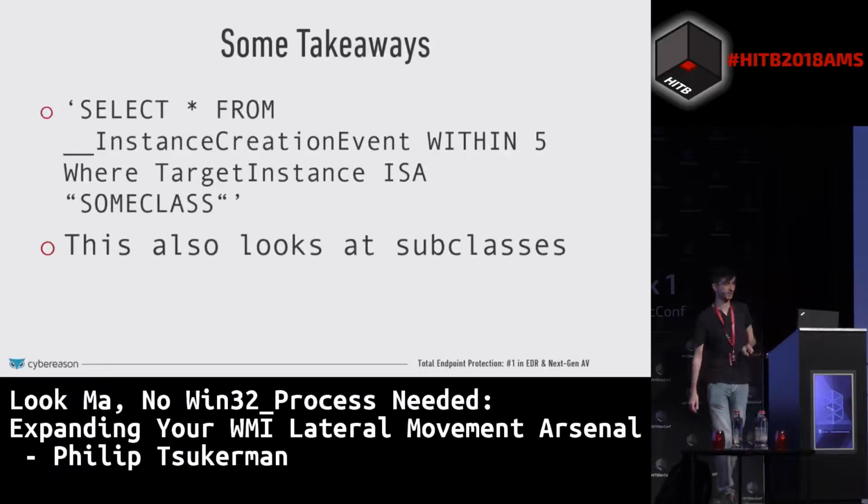Another way to detect such things is by WMI introspection. WMI itself can tell you a lot about what happens in the WMI model. So you can know when an instance of a class is created or when a method is called, et cetera. So if you look at something like select everything from instance creation event, where target instance is some class, this looks at all subclasses. This means that if I look for all instances of Win32 process, I also get all instances of children, of subclasses of Win32 process.